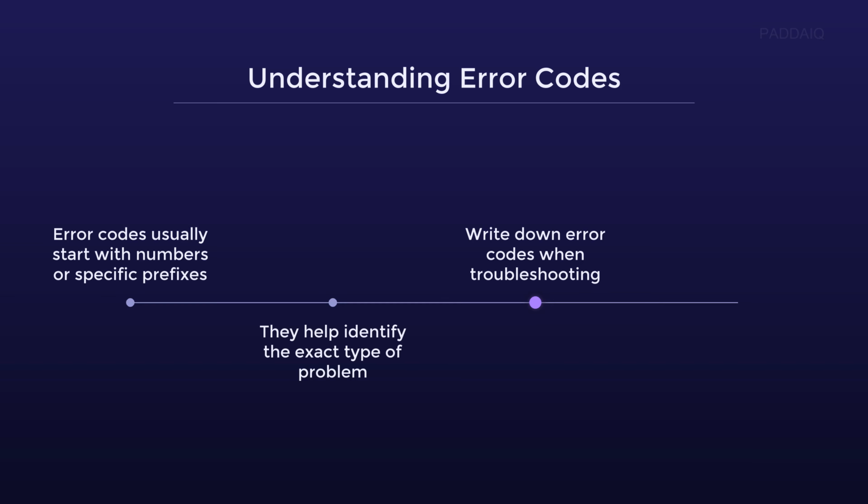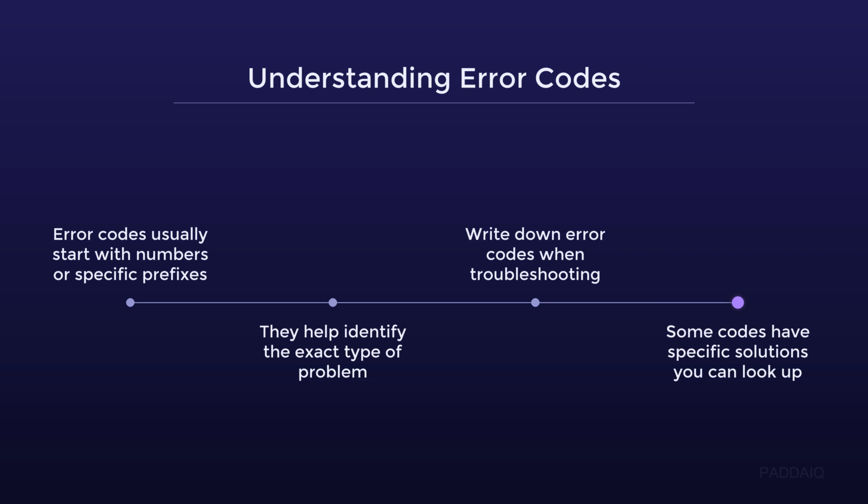Write down error codes when troubleshooting. This means always recording the exact error code shown. For example, if your app fails to start with error code 404, you write 404 down. This specific code helps you or support quickly find the exact solution online. Having the precise error code saves significant time and leads directly to the right fix.